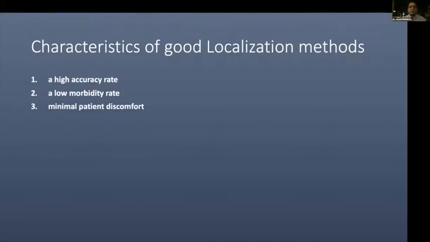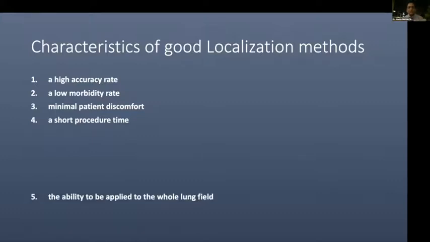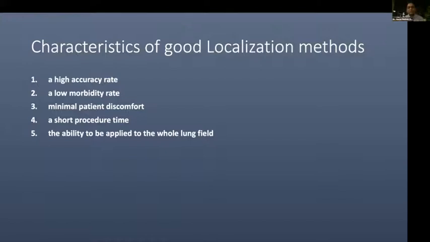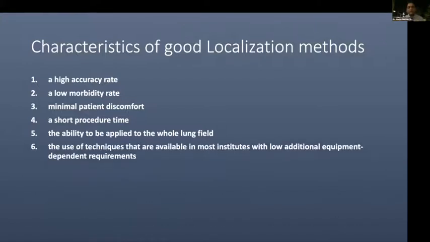When you're going to localize any lesion, what are the most important things? There are a few pointers we need to know. The first thing is you've got to have a high accuracy rate for these lesions. The second thing is it's got to be low morbidity, with minimal disruption to the patient's comfort. You want to make sure it's a short time so they can localize it and it can come out quickly. It must be able to apply to the whole lung field.